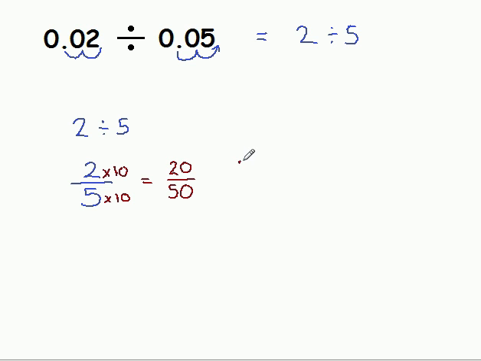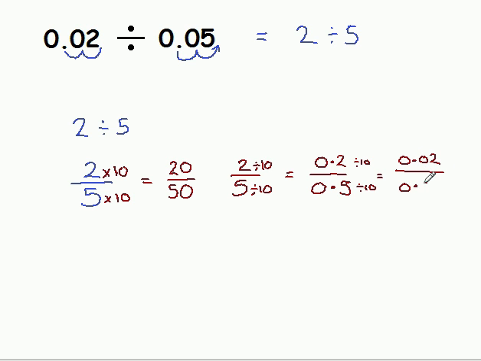Now we can do the same thing with 2 over 5, but instead of timesing by 10, we can divide by 10. Divide by 10. And if we do that, we get 0.2 over 0.5. That would be moving the decimal point 1 place. And if we do that again, divide by 10, divide by 10, what we get is 0.02 over 0.05. So here we can see that this, using equivalent fractions, has exactly the same value as this here.